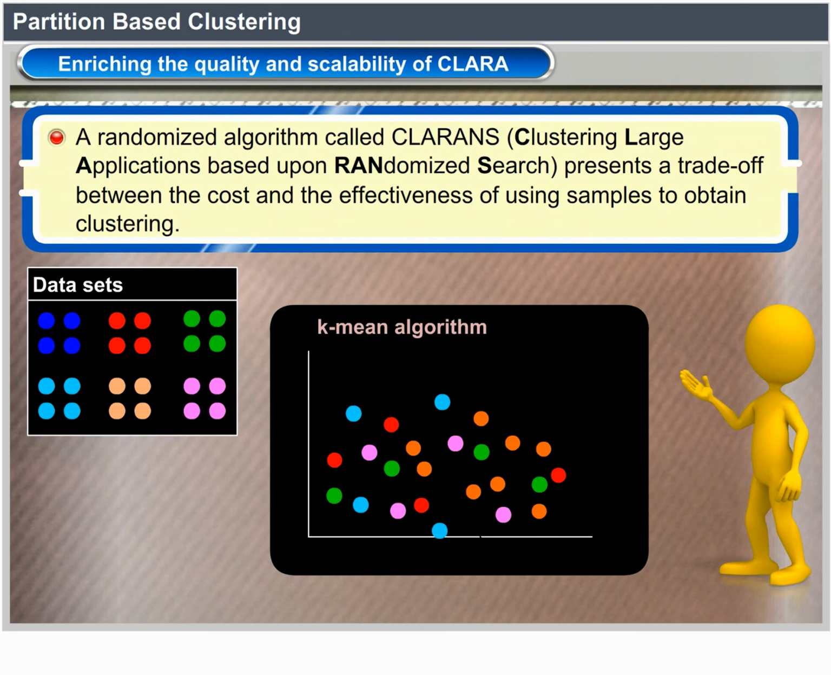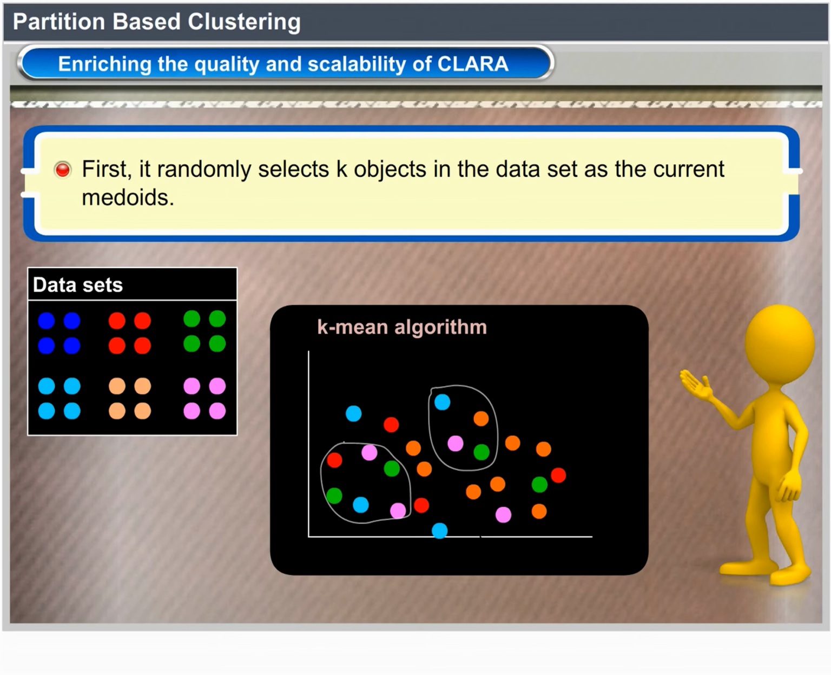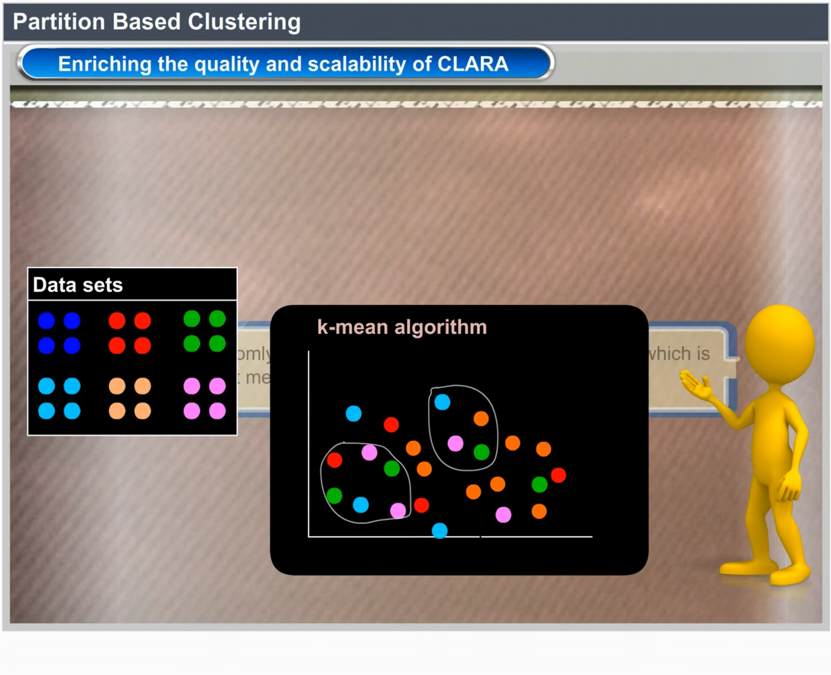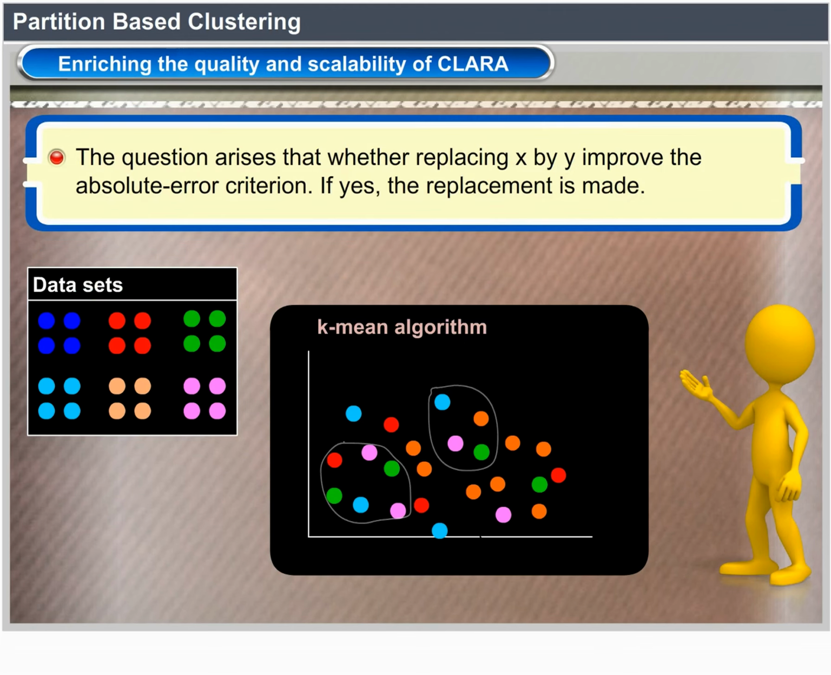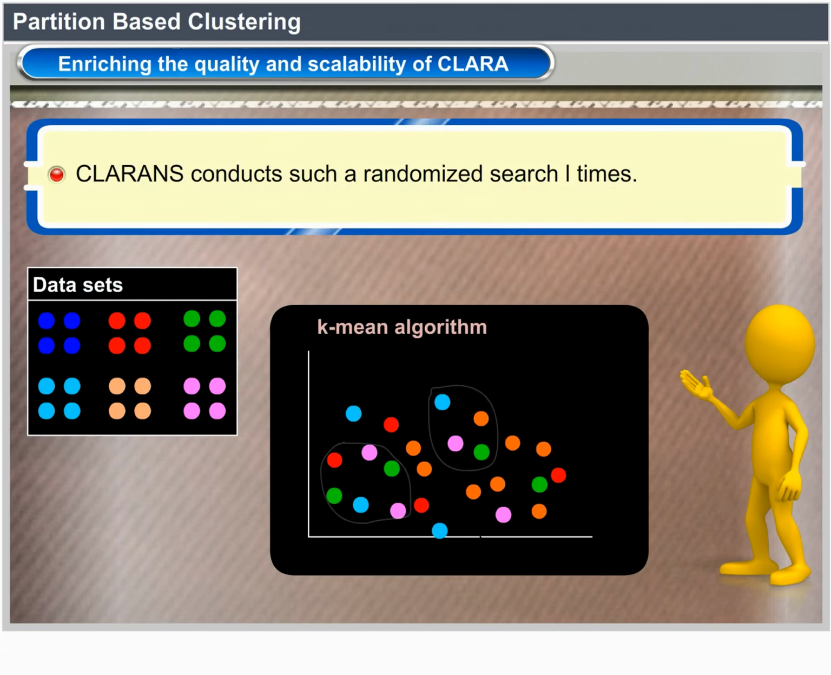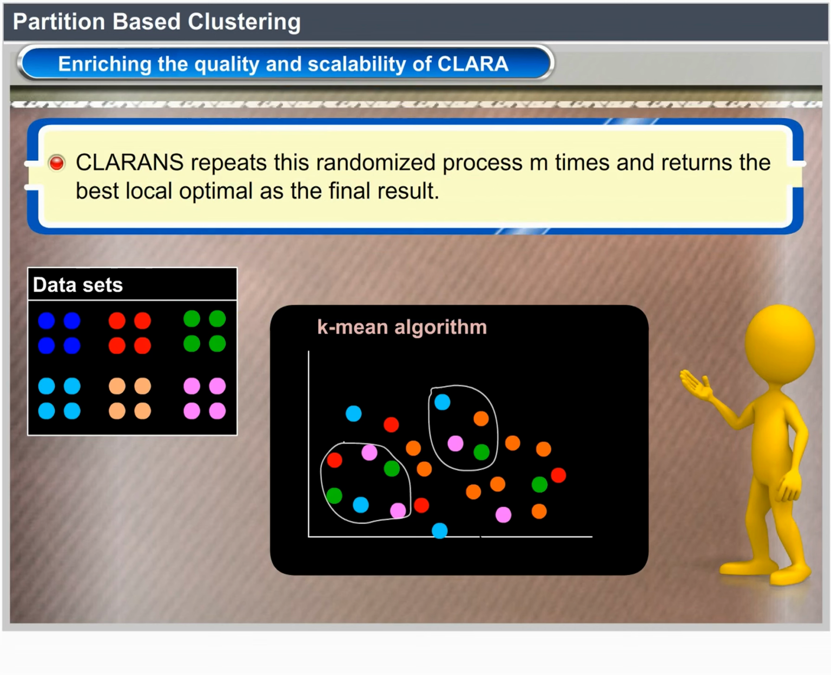First, it randomly selects k objects in the dataset as the current medoids. It then randomly selects a current medoid, x, and an object y that is not one of the current medoids. Can replacing x by y improve the absolute error criterion? If yes, the replacement is made. Clarans conducts such a randomized search L times. The set of current medoids after the L steps is considered a local optimum. Clarans repeats this randomized process m times and returns the best local optimum as the final result.